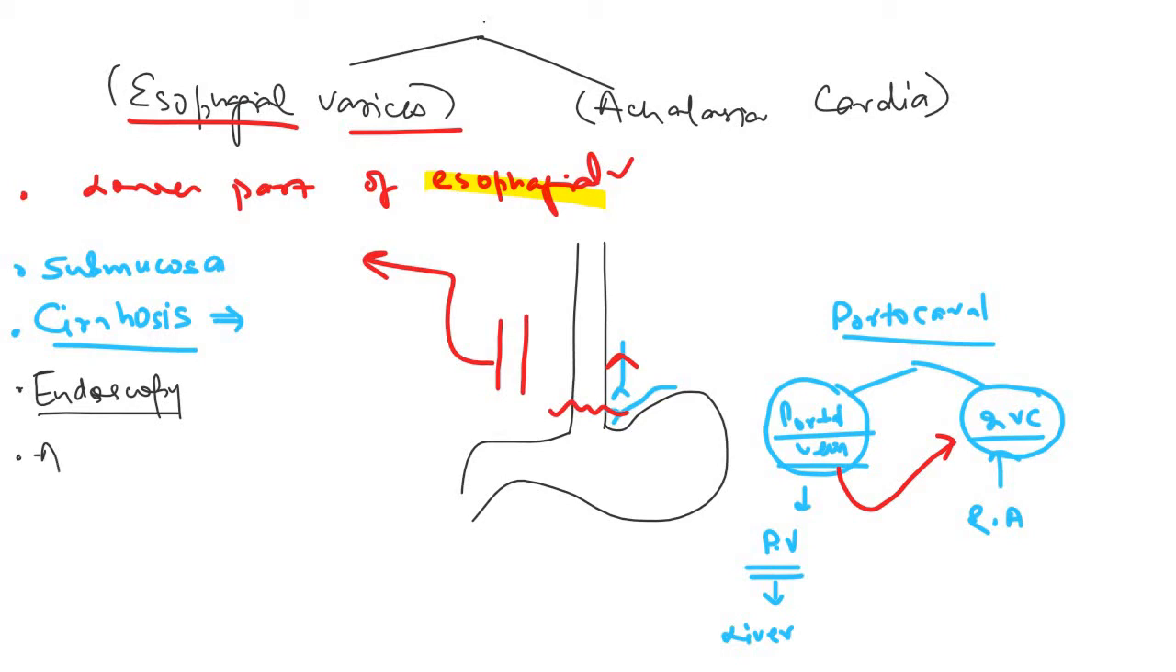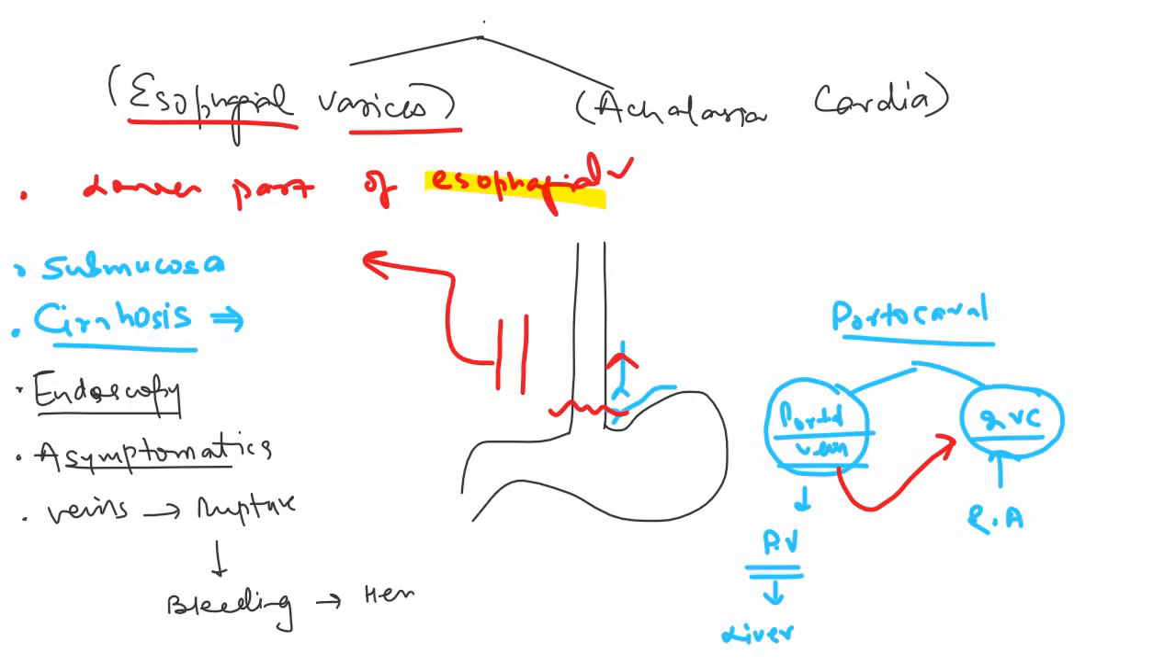Now esophageal varices are asymptomatic. That is, if the patient has esophageal varices, most patients will be asymptomatic, but in some patients the veins may rupture, and as a result of the rupture there will be bleeding, and whenever there is bleeding in the vomit, it is called hematemesis. So there will be hematemesis in case of esophageal varices.